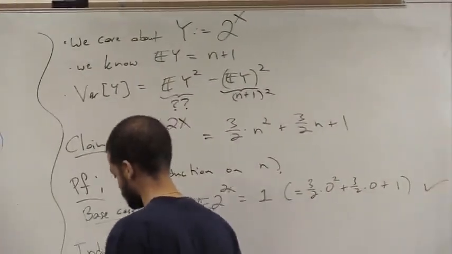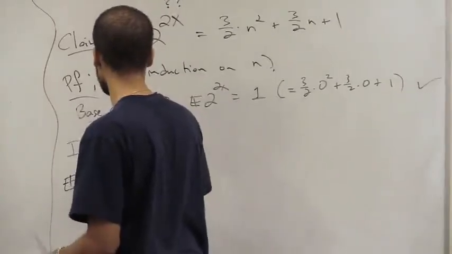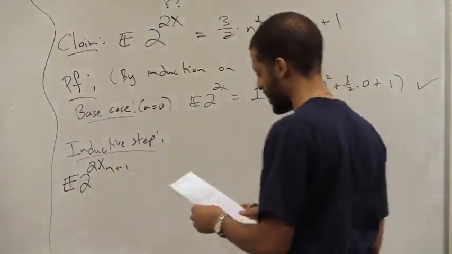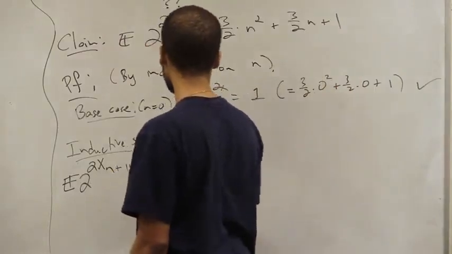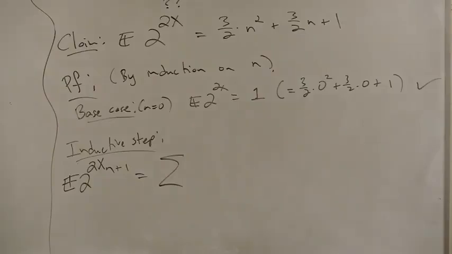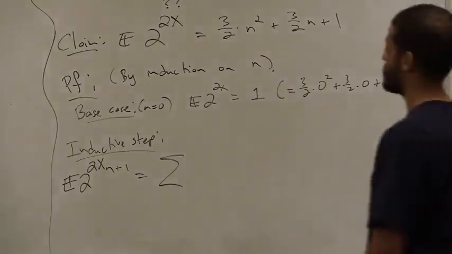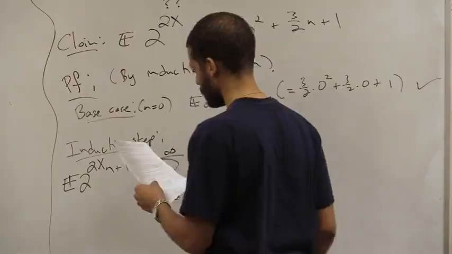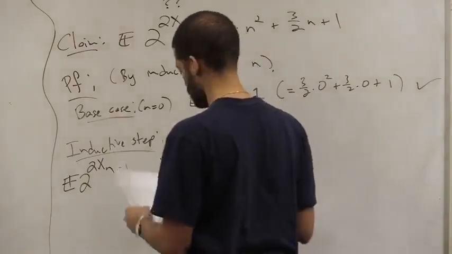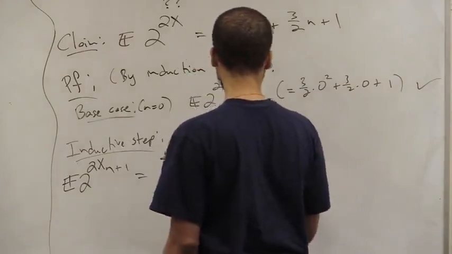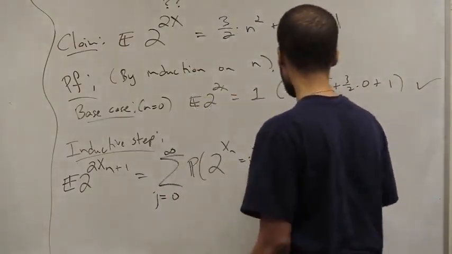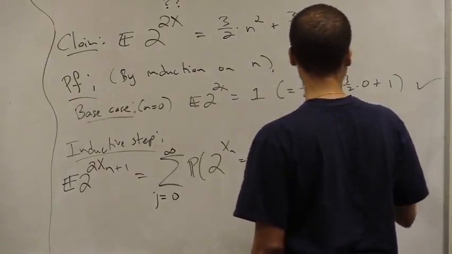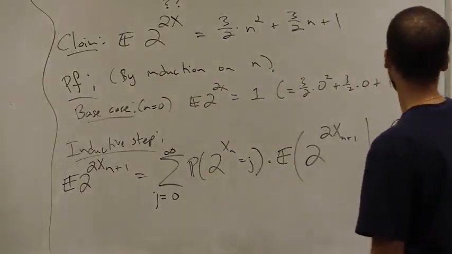So I want to bound the expectation of 2 to the 2x_{n+1}. And I'll write that as, now, instead of summing over all the possibilities for what x_n is, I'll sum over all possibilities for what 2 to the x_n is. So j goes from 0 to infinity of the probability that 2 to the x_n is equal to j, times the expectation of 2 to the 2x_{n+1}, given that 2 to the x_n is equal to j.